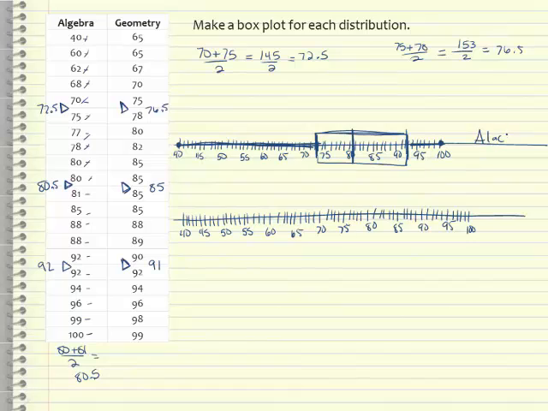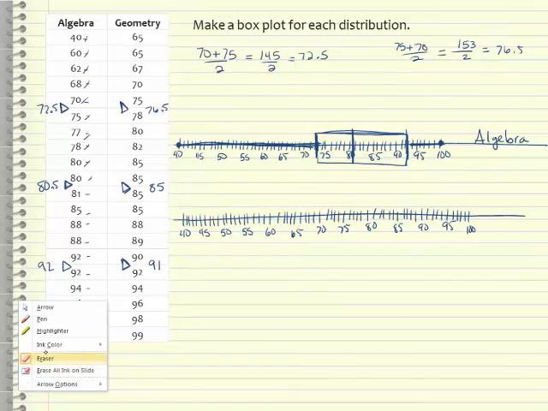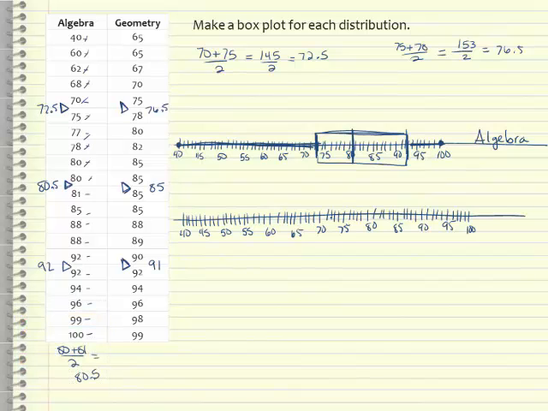And that's algebra. And then for geometry, I go between 65... Oh, no, sorry. Messed that up. 76.5 to 91. My median occurs at 85. My highest score is 99. And my lowest score is 65. And that's geometry.